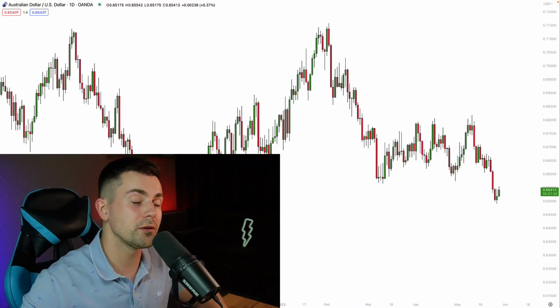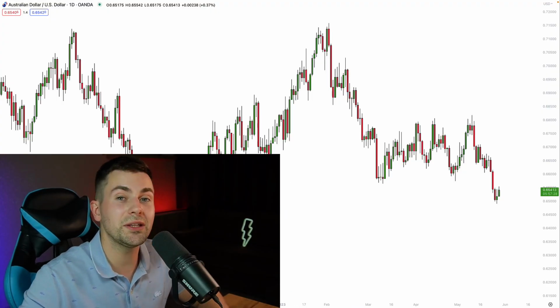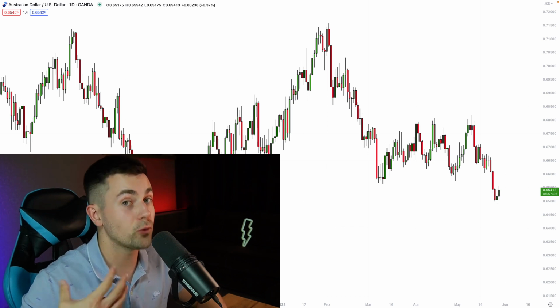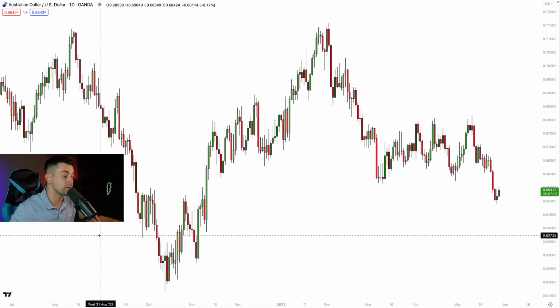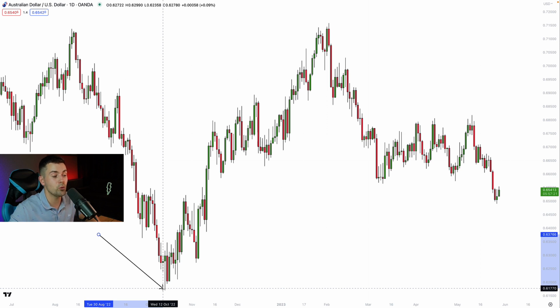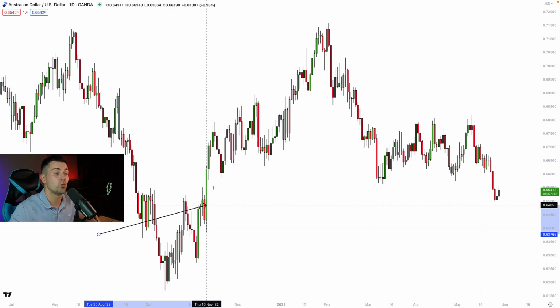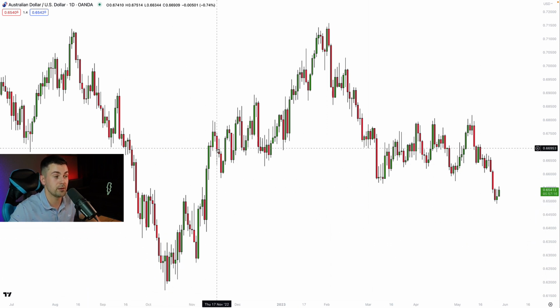I want to start our analysis with the Aussie dollar pair. We are in a daily time frame, and let's execute the price action analysis here. As you can see, last year, once the market reached that structure low, we started to trade in a bullish trend. The market was steadily growing and the price was setting higher highs and higher lows.